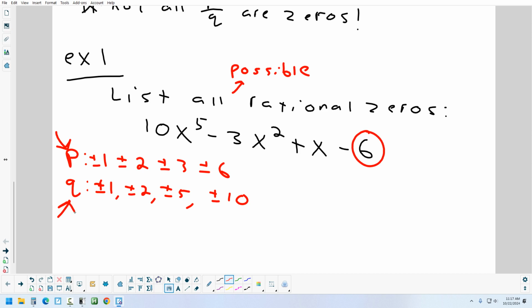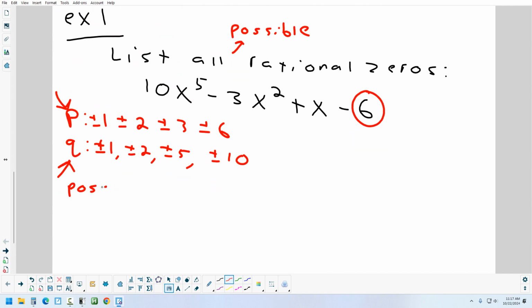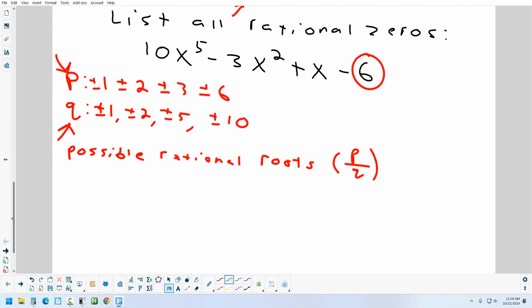So what I want to do now is list those out. I've got a lot of different options, so let's start making a list of possible rational roots. I want to list all the p's over all the q's. We're going to try to do that in an organized way. Let's start with this one. Let's put that value in the top, and then do it over each different value of q that could be in the bottom.